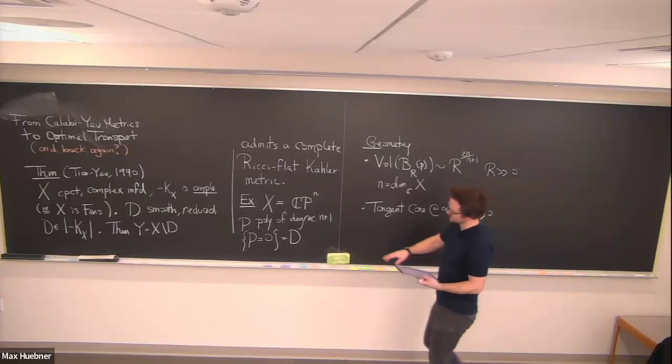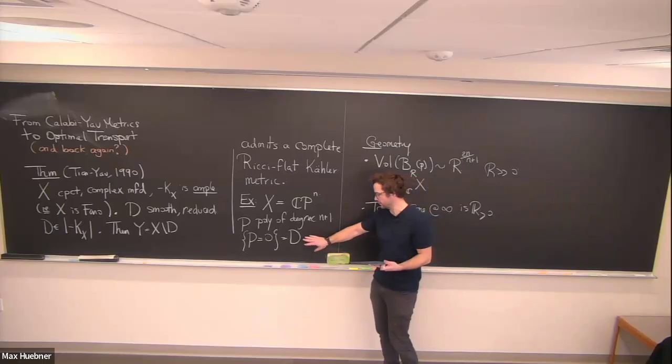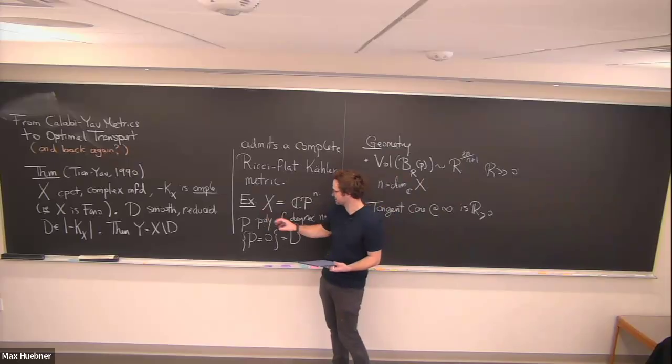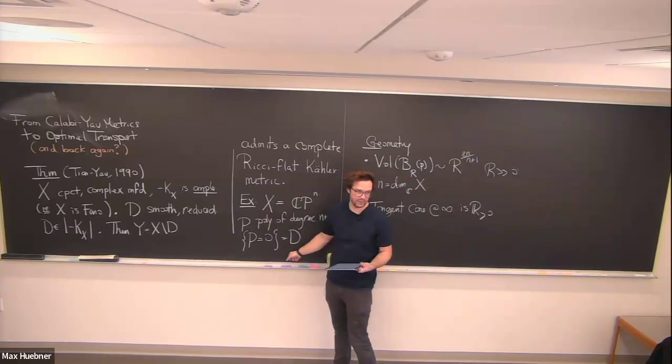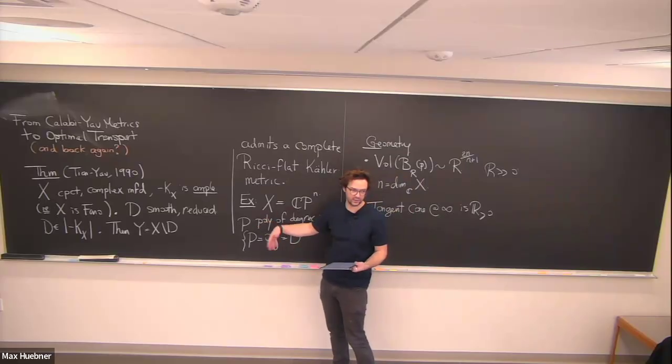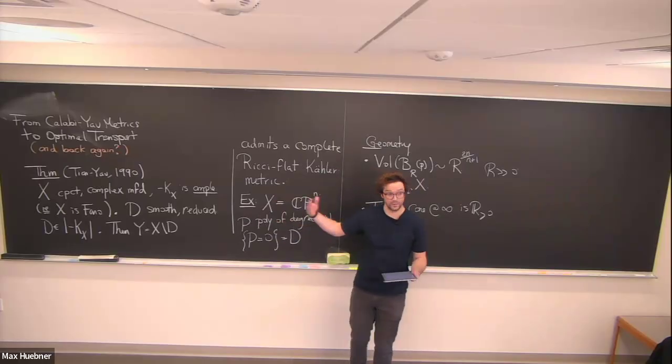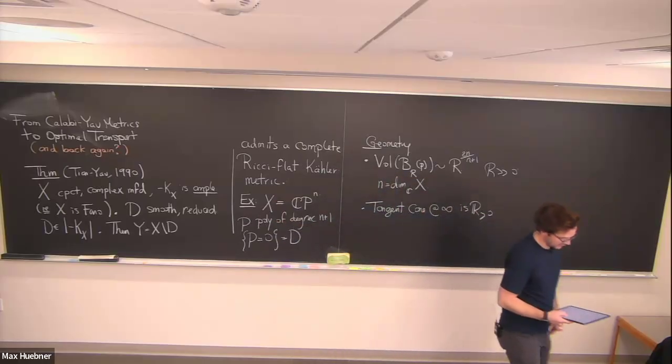I'm not going to go into it. The one case where we do understand something about uniqueness is when X is P2 and D is an elliptic curve. Then you can understand these metrics by hyperkähler rotating, and what you get is a rational elliptic surface, and there we have a pretty good understanding of uniqueness.